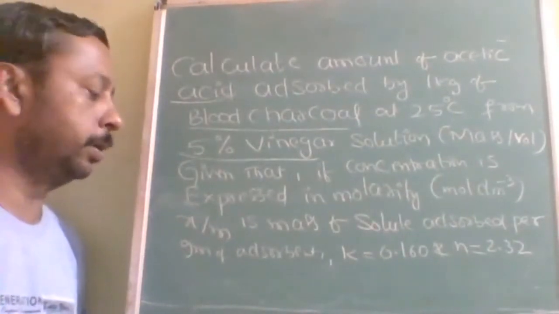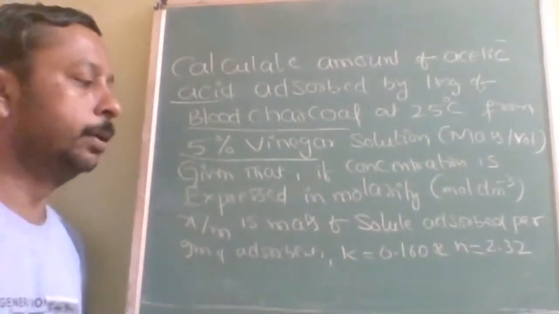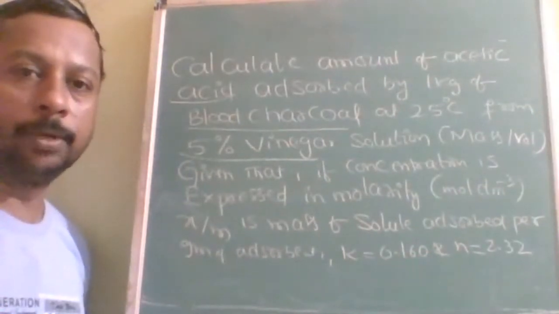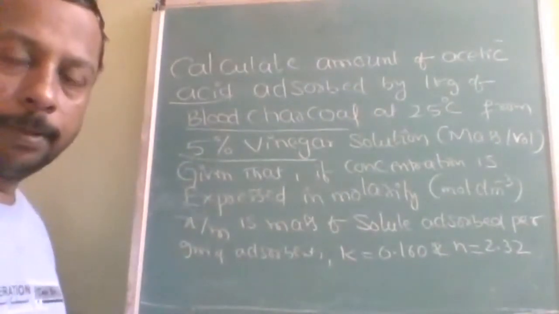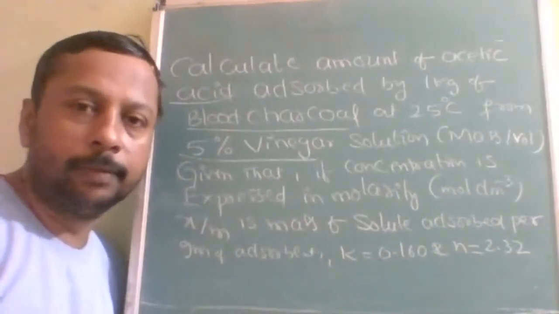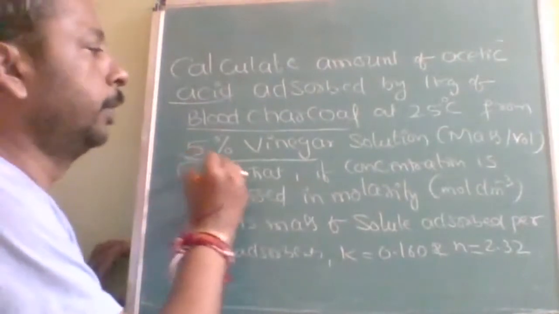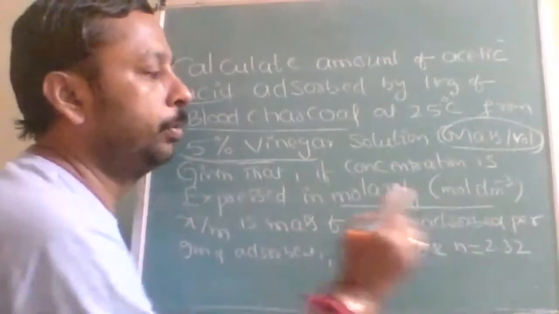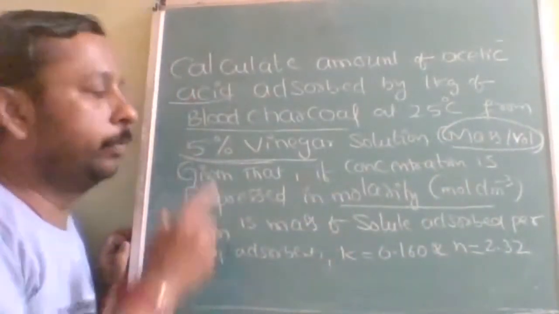That is liter. X upon M is mass of solute per gram of adsorbent. K value given, N value given. Then you can try and check with my explanation. The problem with this question is that it is so lengthy that it is hard to understand what is given. If you understand, then you will solve it, I think. First of all, the given value is mass per volume, but the required value you should convert into mole per liter.